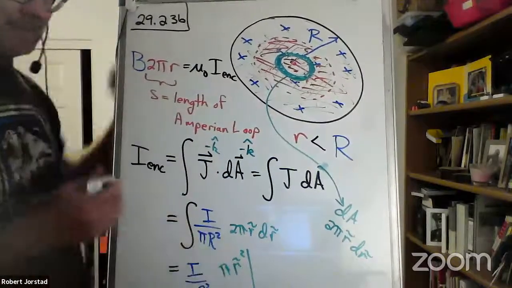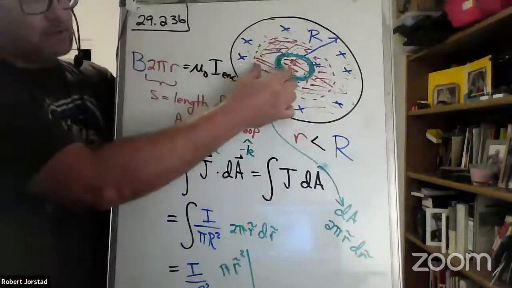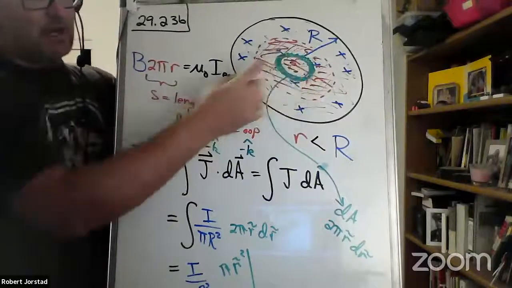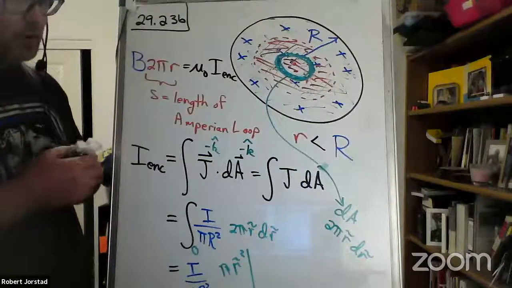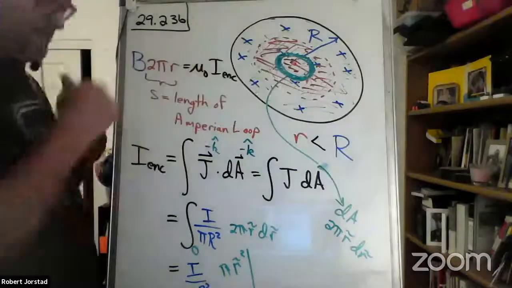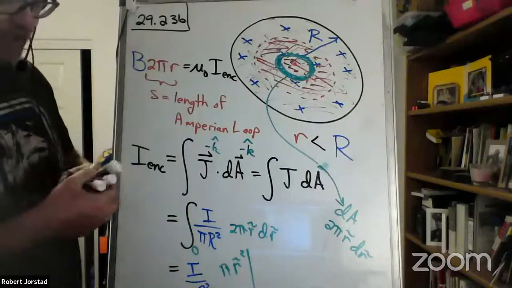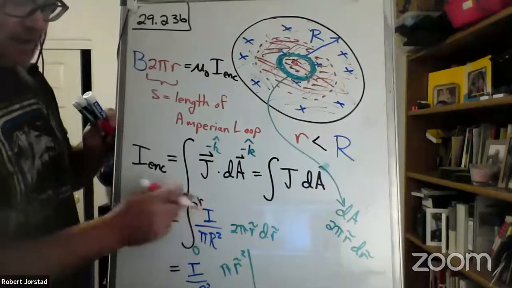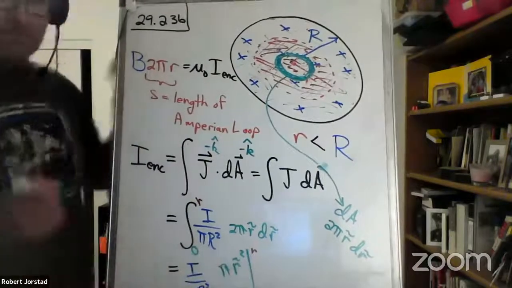And now I need my limits. What are my limits for this case? What's the smallest shell? What's the smallest green shell I would use? 0. And what's the largest? Big R. Nope. Oh, little r. Because remember, now we're inside. And so remember, if it was big R, we wouldn't even waste our time with this because you just know the answer is I for I enclosed. That's the kind of trick. Good job. So now this goes from 0 to r.